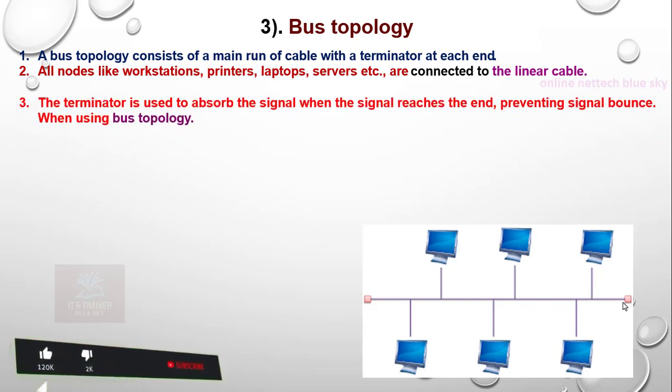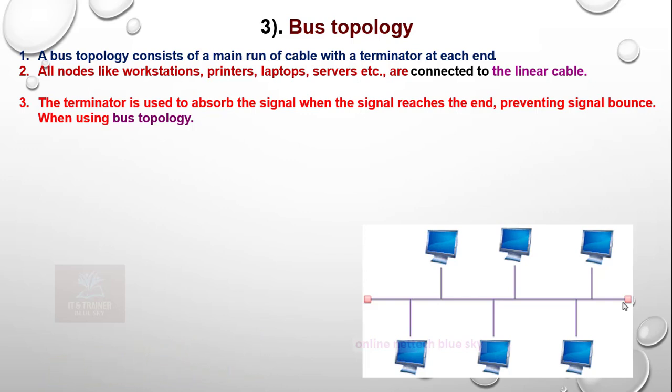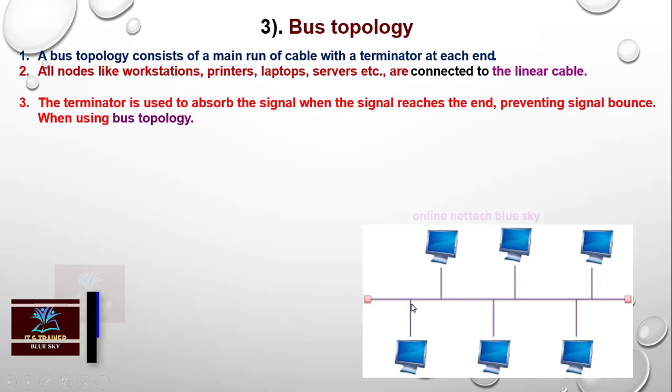Third, the terminator is used to absorb the signal when the signal reaches the end. The terminator absorbs the signal, preventing signal bounce when using bus topology. So the terminator is used only to absorb the signal when it reaches the end. So why use a terminator? Why cut and terminate the joint here? It is a terminator.